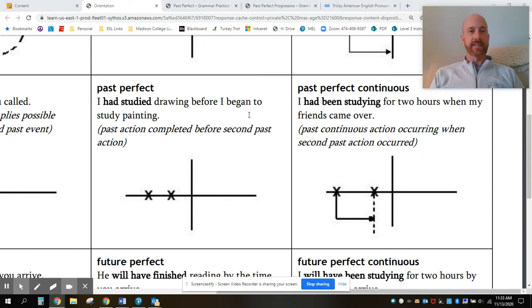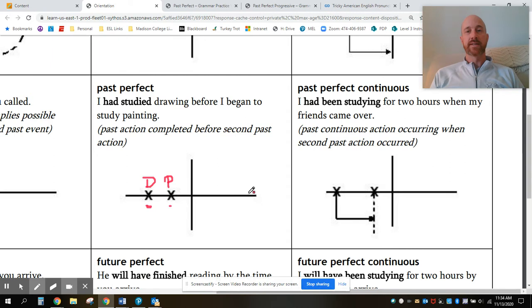In these two verb tenses, our focus is on two past actions. And in the past perfect, we have activity 1 and activity 2. And so we focus on which one happened first. And so in this case, I had studied drawing before I began to study painting. So here is studying drawing, and here is studying painting, with the idea that this first action is completed before this one begins.